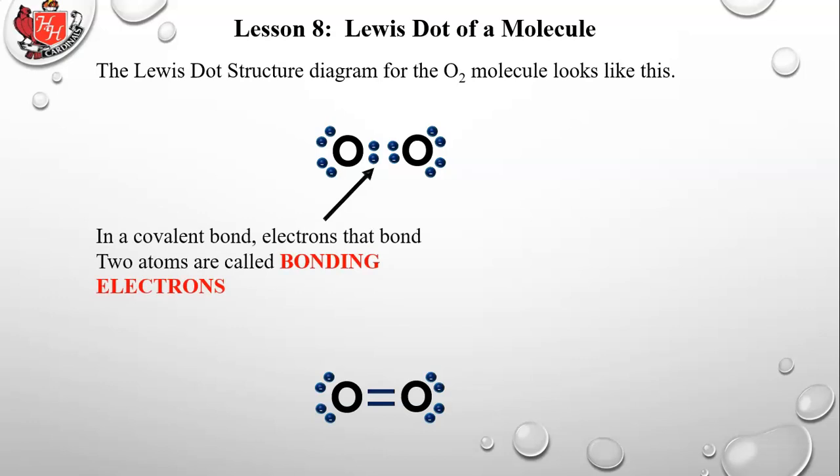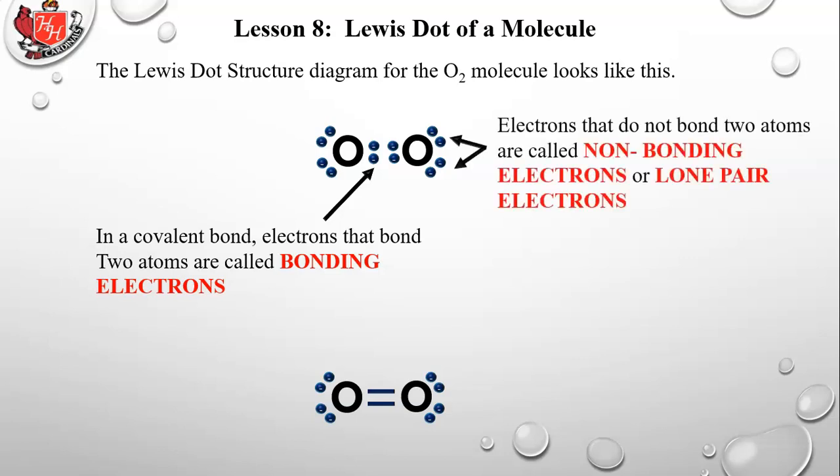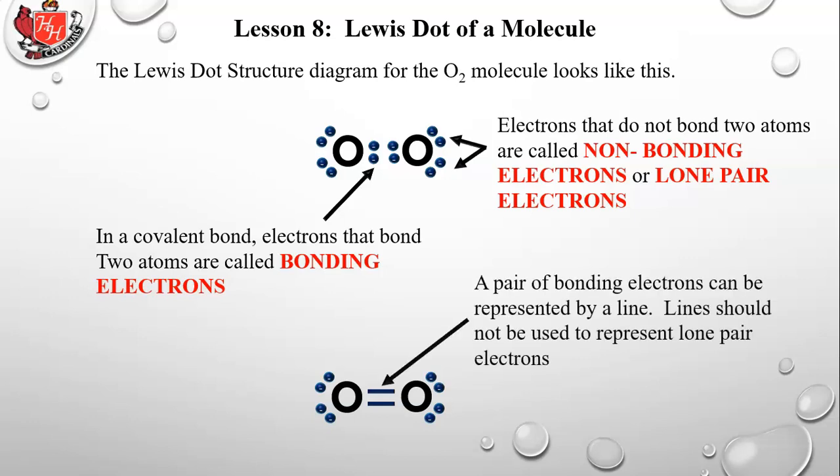So in a covalent bond, electrons that bond 2 atoms are called bonding electrons. So that's a term you should know. The electrons that do not bond to 2 atoms are called non-bonding electrons or lone pair electrons. Those are terms you should know as well. A pair of bonding electrons can be represented by a line. Lines should not be used to represent lone pairs. So each line represents 2 electrons. So you have 4 electrons in between the 2 oxygens, and then the outside electrons, those lone pair electrons on the outside of each of those atoms, you do not represent those with a line. You represent them as dots.